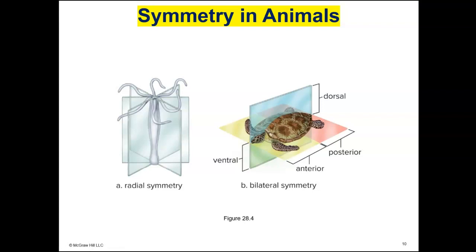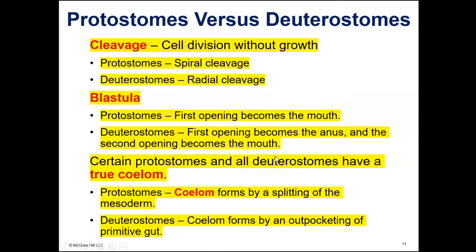As far as directional terms, the stomach region is ventral, and the front region is anterior, toward the head. The back region is dorsal, and then the tail end, or lower end of the animal, is posterior. Head end is anterior, and tail end is posterior. Back is dorsal, stomach is ventral. All right.